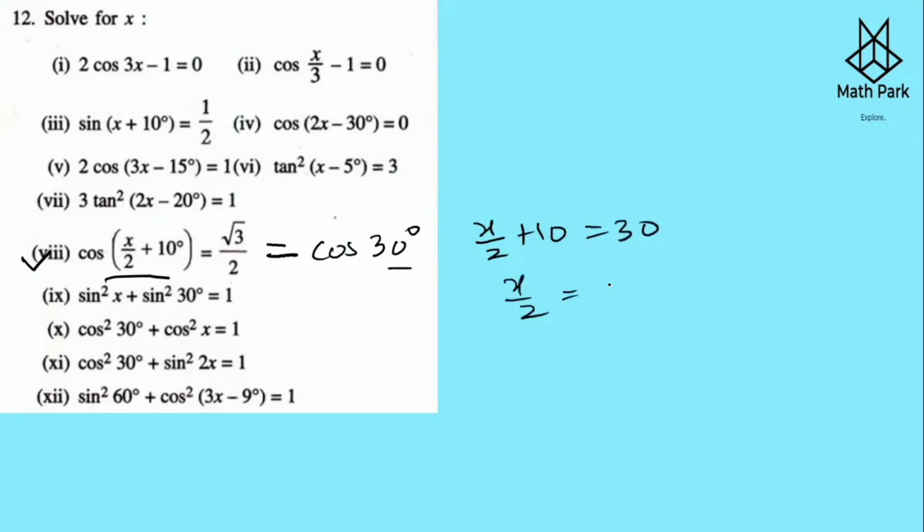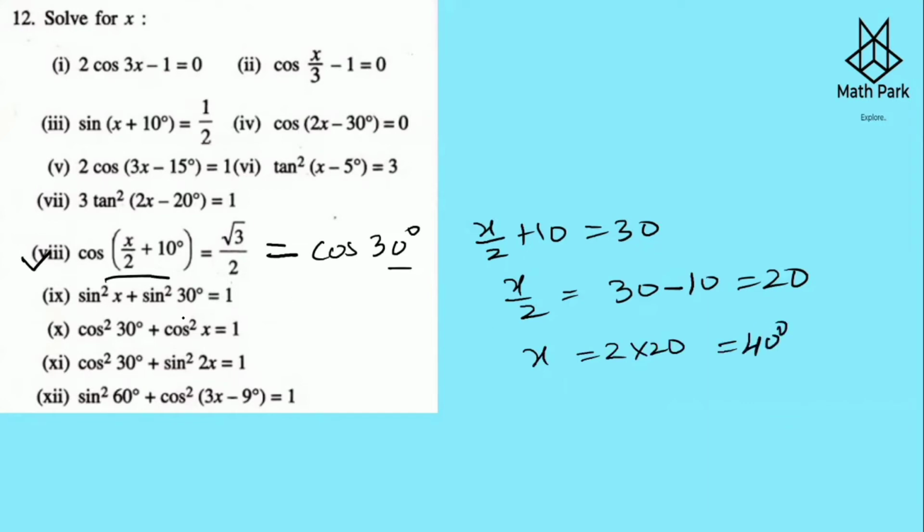Got it? Let's do the eighth part of this question. So we have cos of x by 2 plus 10 is root 3 by 2. And we know that this is also equal to cos of 30 degree, because cos 30 degree is also root 3 by 2. Comparing these two equations, we get x by 2 plus 10 is equal to 30 degree. So we get x upon 2 is equal to 30 minus 10, which is 20 degree. So x is equal to 2 times 20, which is equal to 40 degree. So we are done with the eighth one.